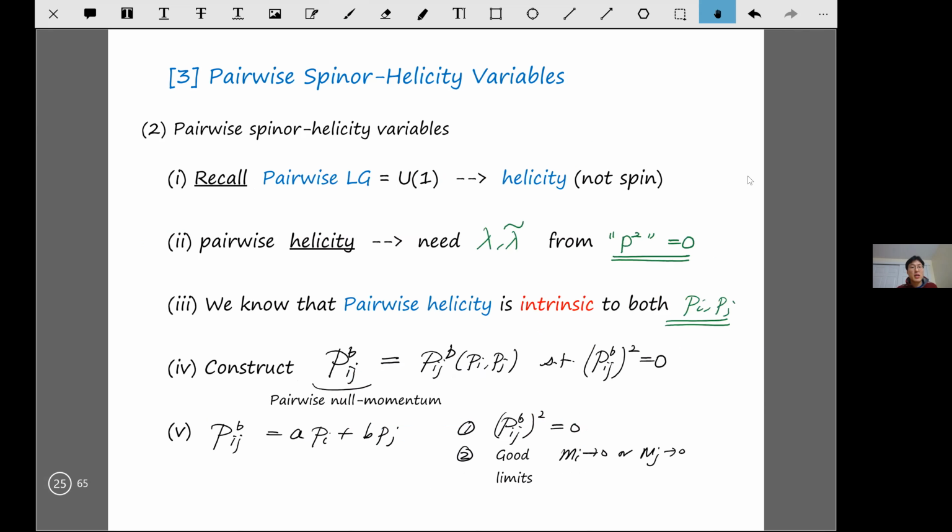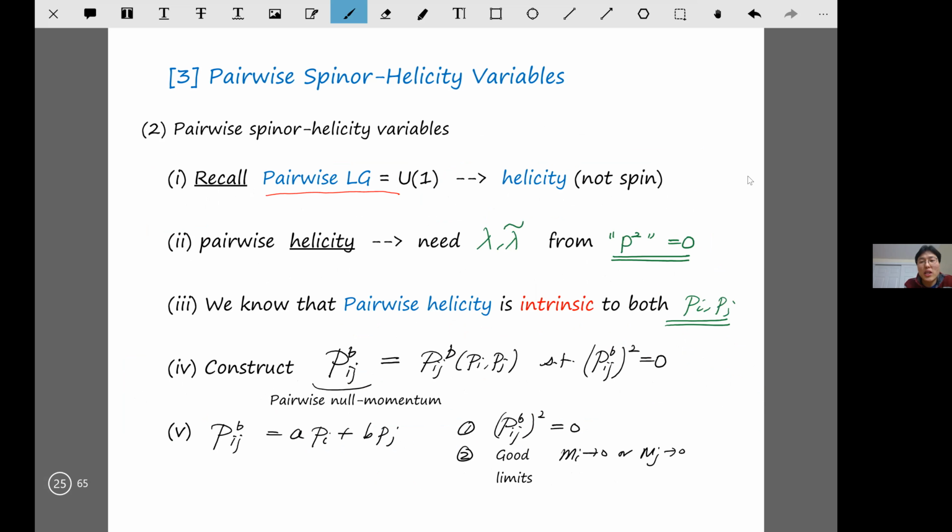Okay, good. All right, so then how do we construct that? First, recall the pairwise Lilliputian group is U(1). Therefore the associated quantum number is a helicity, not a spin like SU(2), and therefore it is a pairwise helicity. So we know the corresponding variable should be associated with some null vector, P squared equal to 0.